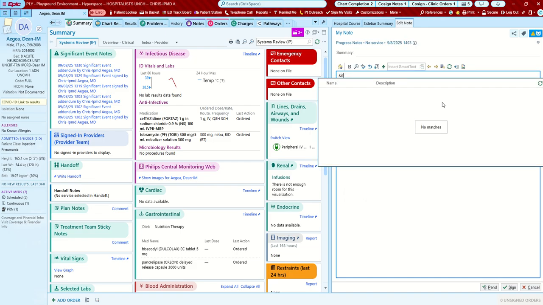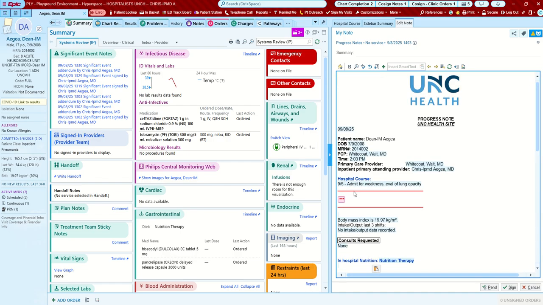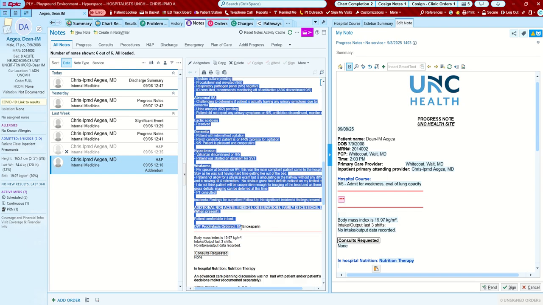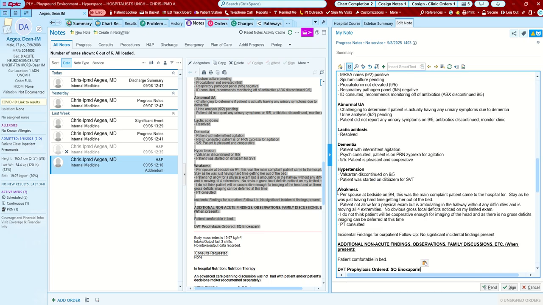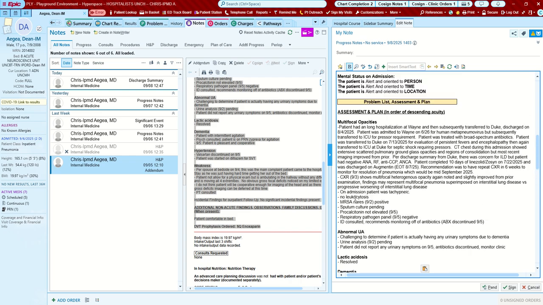Use the site-specific template, Prague 2026. You come in and you'll notice the hospital course is already pre-populating. You go into all your notes, you find your H&P, copy, paste everything between the red lines. Done. Now you come in, you look at the problems. Since they're bulleted, you don't have to worry about anything. Sputum culture pending here, for example, positive 9.5 for staph.